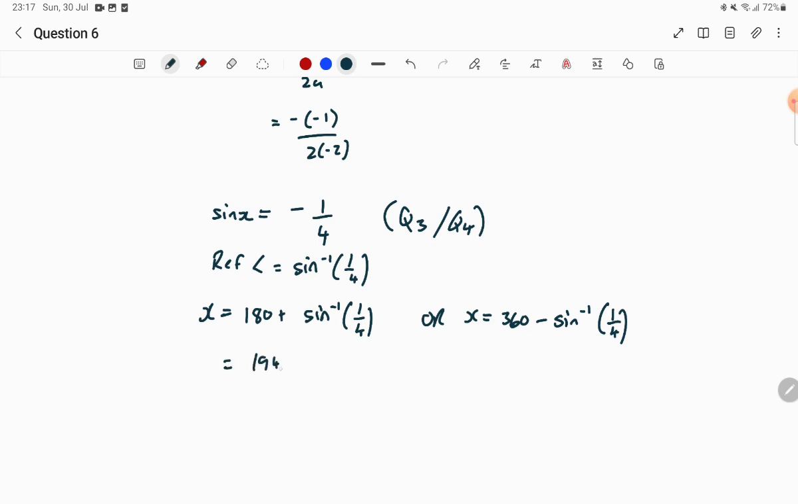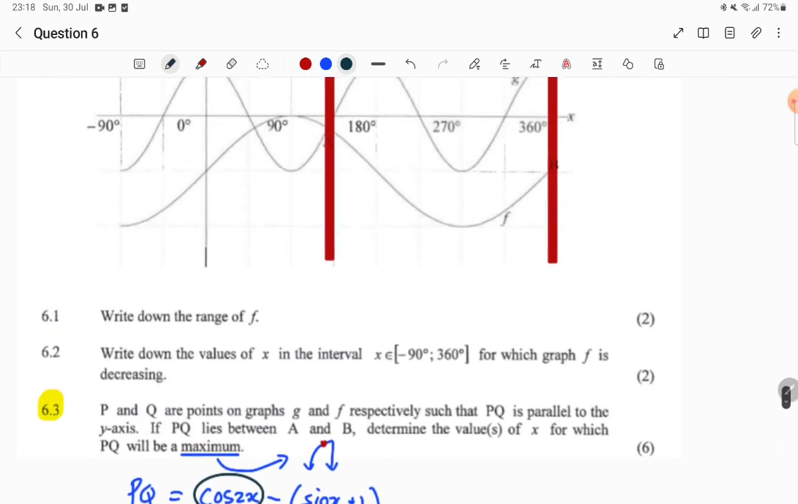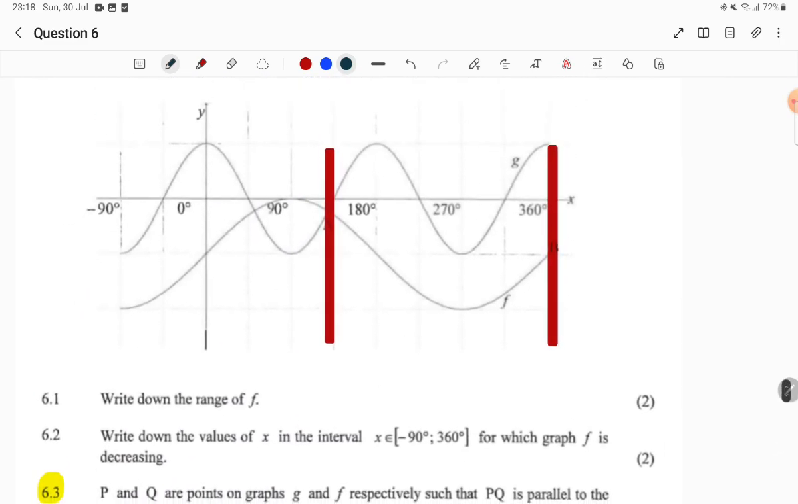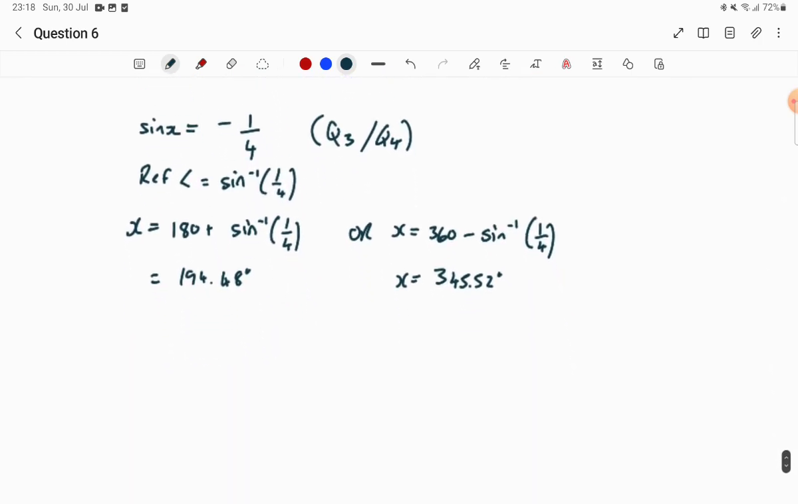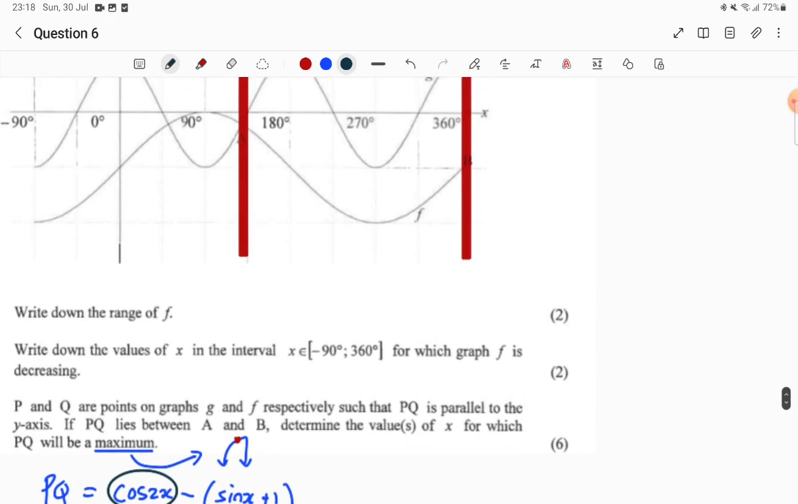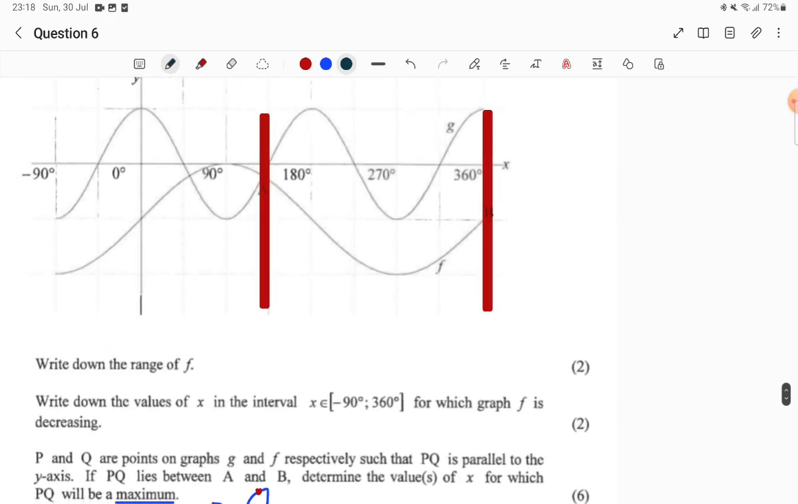And thereafter you get your two solutions, which are 194.48 degrees or 345.52 degrees. And if we have a look, that is between our interval, where they told us between A and B. So we have 194.48 and 345.52, in between here, so 194 somewhere on this point here, and 345 somewhere on this point here.